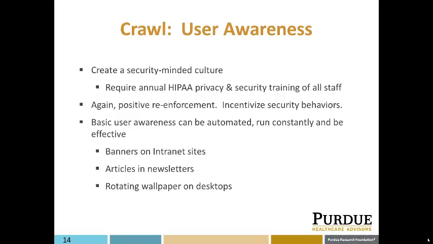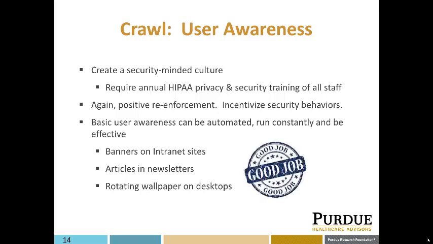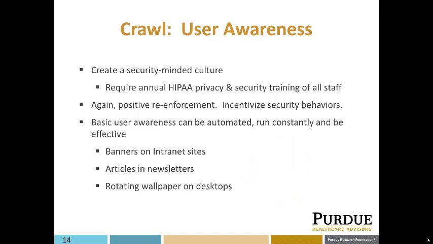Articles and newsletters. So if you've got a staff newsletter, whether it's an intranet or it doesn't have to be something that you publish often. It could be a quarterly or a biannual newsletter. Put a blurb in there about, hey, you guys are doing a great job. We've had no virus outbreaks this year. And think about rotating wallpapers on desktops. These are things that you can do once a week or so, and it again tells people to be diligent about keeping their voices quiet, not talking about patients in elevators, those kinds of things.